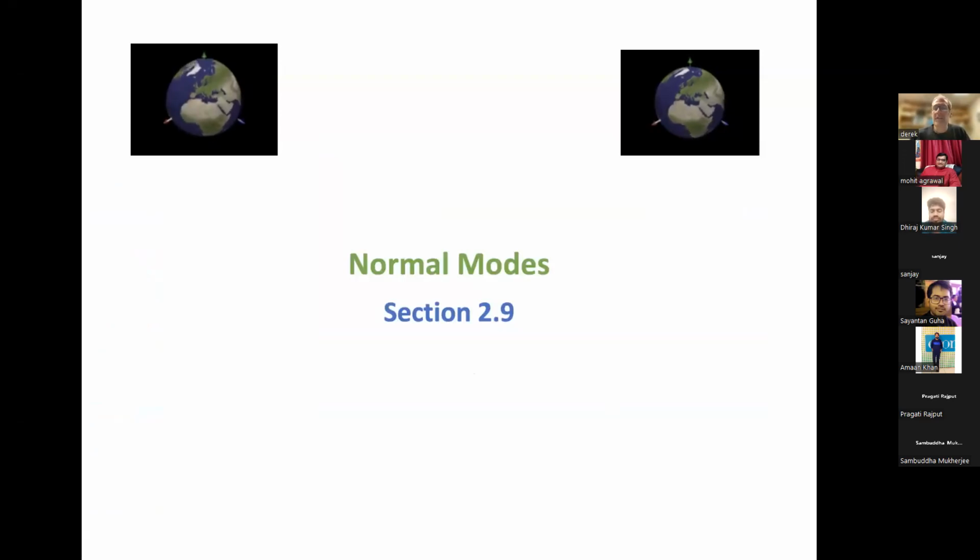This is section 2.9 in the Stein and Wysession book. And I posted a PDF of the Stein and Wysession book in our OneDrive folder, as well as my write-ups where I go through the details of the derivation for things like surface waves, normal modes, and the elastodynamic equation. So those are also now in the OneDrive folder.